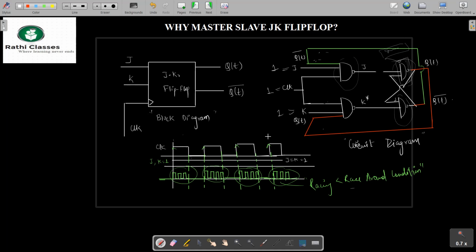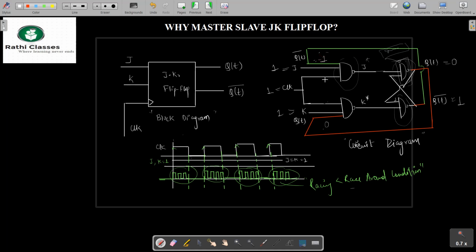Let me revise what we have done in that. When the clock was made high, J is 1, K is 1. As it's a NAND gate, I cannot comment on the output directly for J star and K star. So I will assume Q of T to be 0 and Q of T bar to be 1. So this 0, Q of T, is fed over here and this Q of T bar is fed over here. So this will be 1.